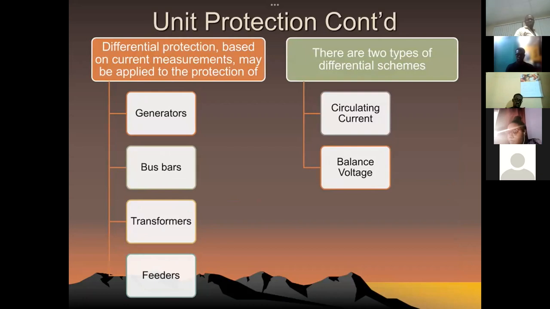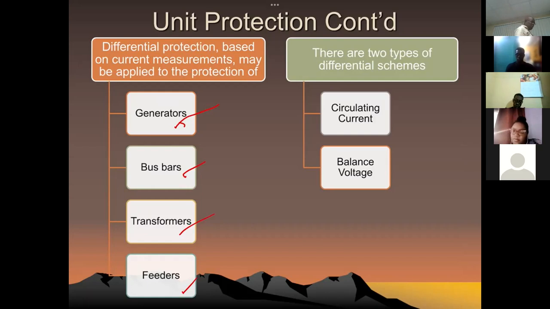Some of the components within your power system that we use differential protection on would be your generators, your bus bars, your transformers, your feeders. Now the feeders may look a little impractical, but we'll talk about that in a few. So you have your generator, your bus bar, your transformer. These are the ones that we readily see the differential protection system being used on.